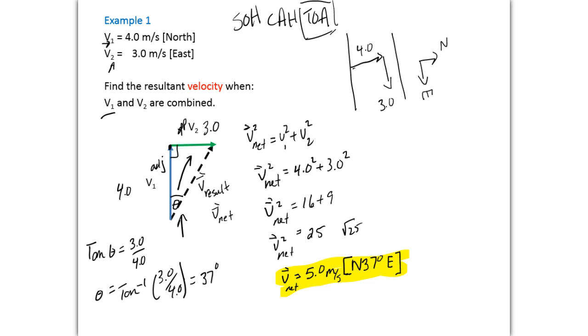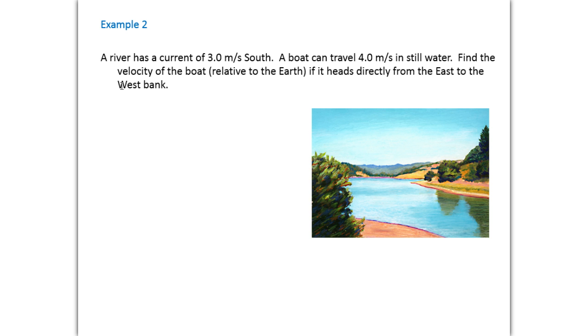Okay, time for you folks to have a little bit of fun. I want you to try this one. So I'd ask that the video be paused and you guys have an opportunity to try it, and then when you come back I'll have it worked out for you. So a river has a current of 3 meters per second south. A boat can travel 4 meters per second in still water. Find the velocity of the boat relative to the earth if it heads directly from east bank to the west bank.